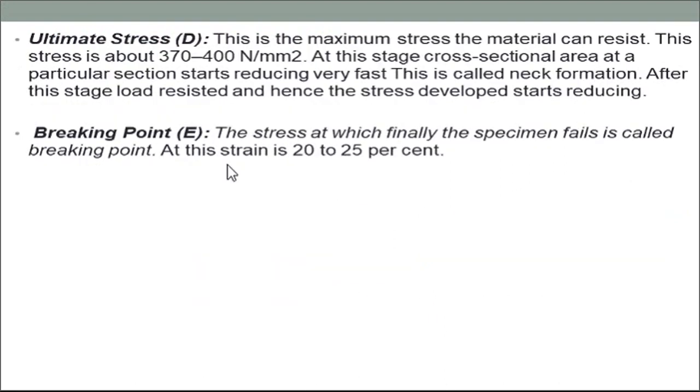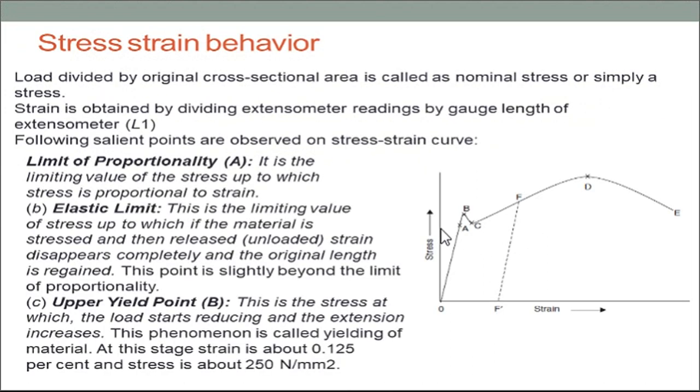After that, ultimate stress, capital D. This is the maximum stress the material can resist. So ultimate means the maximum stress in any particular tension test of a material. If it carries that particular stress, it is called the ultimate stress. So in this figure, you can see capital D here. The graph is at the highest point at D. So this is the ultimate stress or maximum stress that the material can carry.